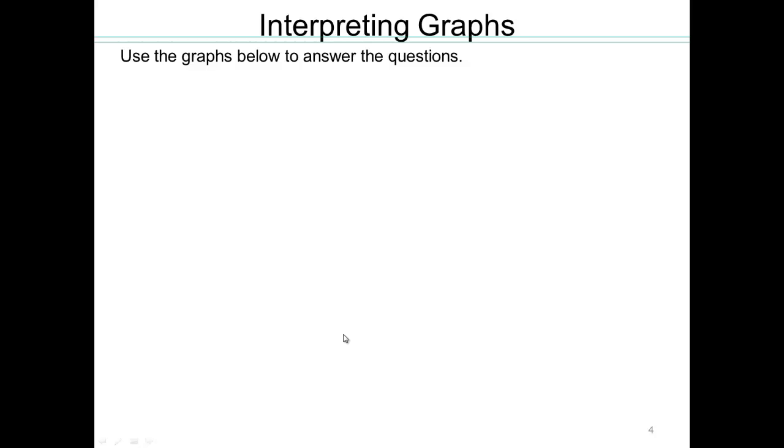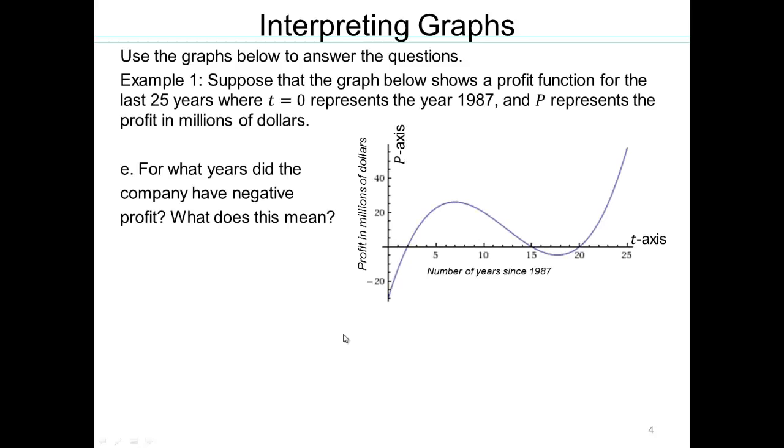All right, one more question here. So here's your graph, and answer this now. Pause the video here and see what you can do. For what years did the company have negative profit, and what does that mean? So we already saw that the beginning was negative profit and all the way up to here, right? And then also right here, the profit is negative. And so what does that mean? So 0 to 2 and 15 to 20.